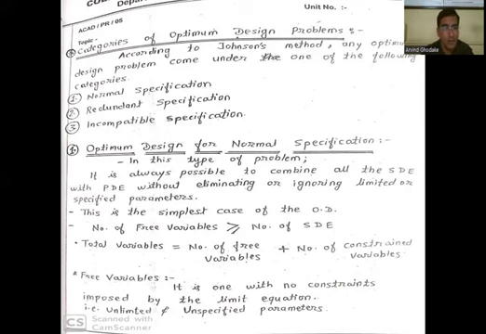So what is a free variable? It is one with no constraints imposed by the limit equation. That is, unlimited or unspecified parameters are also called free variables.